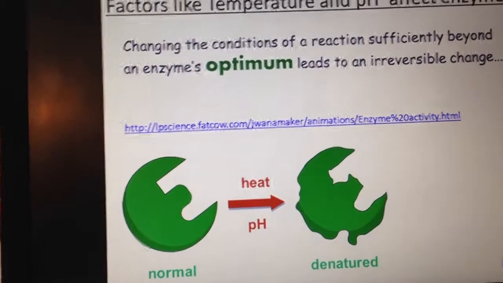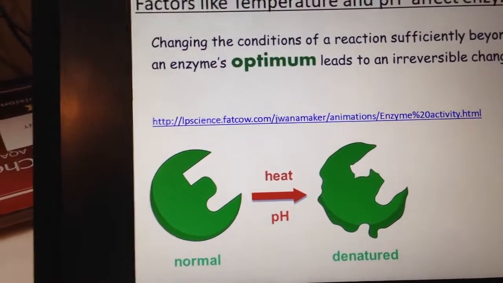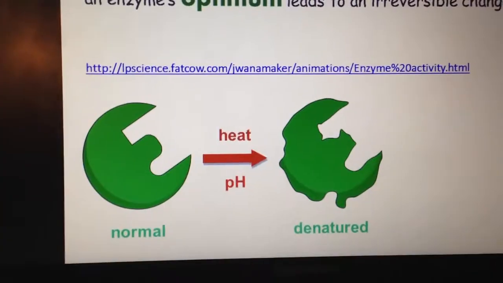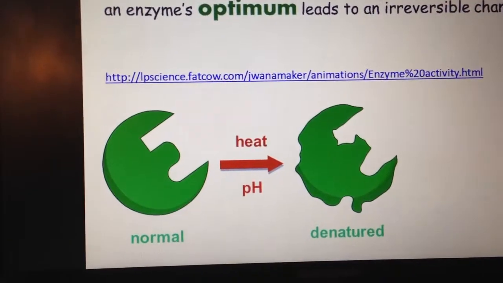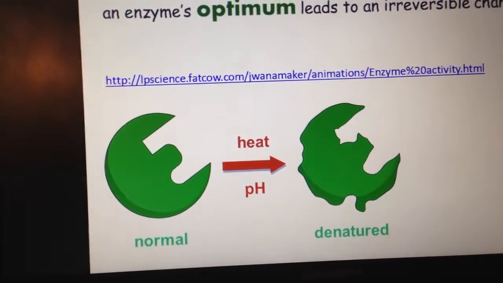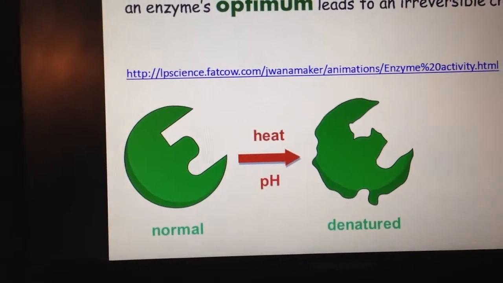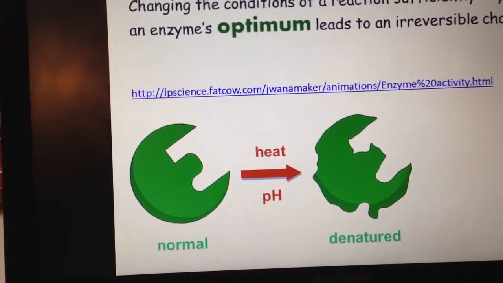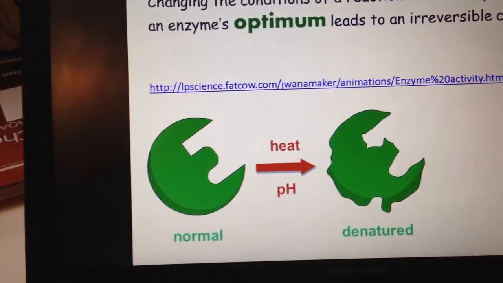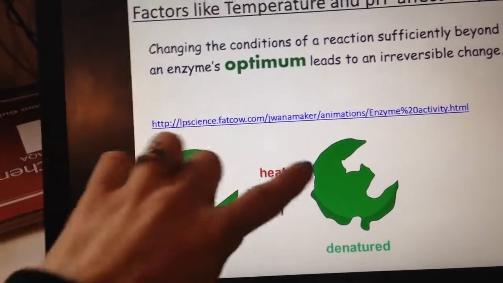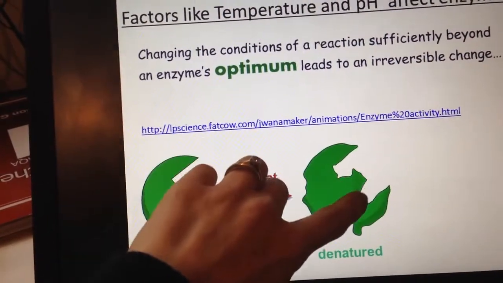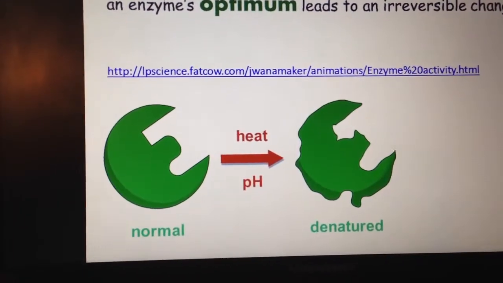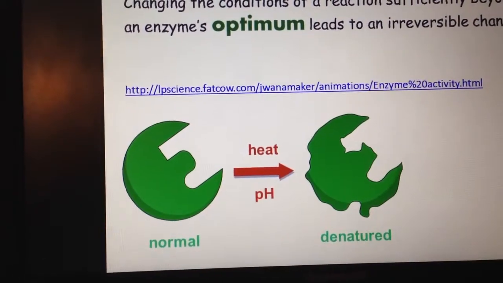It is also the same for pH. pH affects the enzyme's activity. Different enzymes will work in different pHs. So again, if an enzyme is placed in the wrong pH, the enzyme will become denatured. This means exactly the same as I've just explained. The active site changes shape, the structure of the protein is incorrect, and therefore the enzyme cannot work properly.